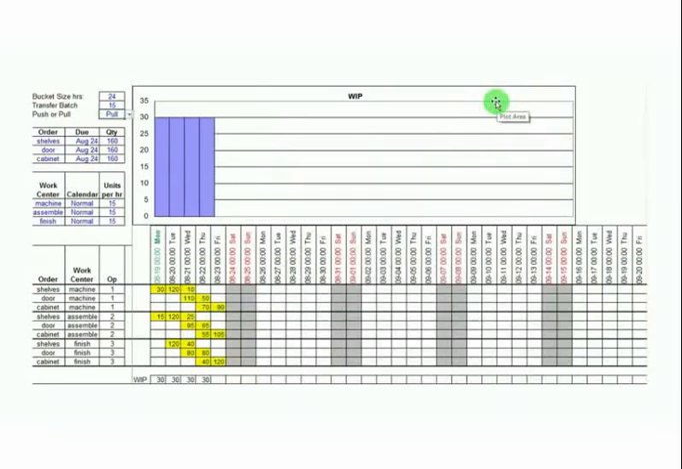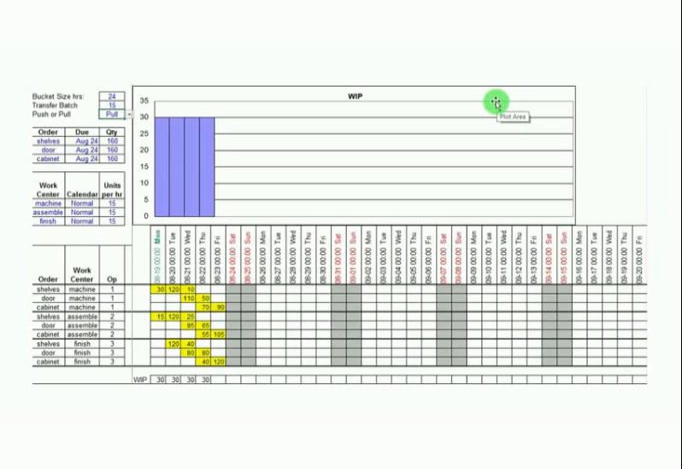This is an ideal situation. Balanced line, clear demand, same rate of production, a transfer batch size equal to approximately 1 hour of production, inventory is low, all on time.